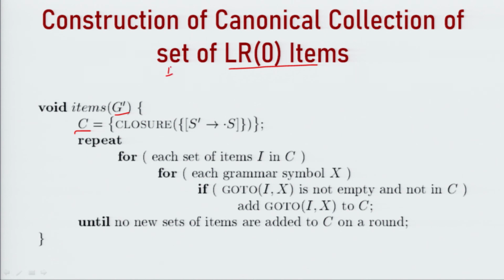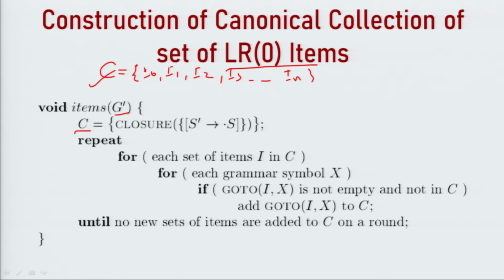So, suppose one is I1, I2, or suppose I0, I3 and all, In. This is one set of LR0 items, this is another set of LR0 items, and these are all LR0 items. So, we have this set, and the name given to it is the canonical collection of sets of LR0 items. So, the objective is to obtain C.